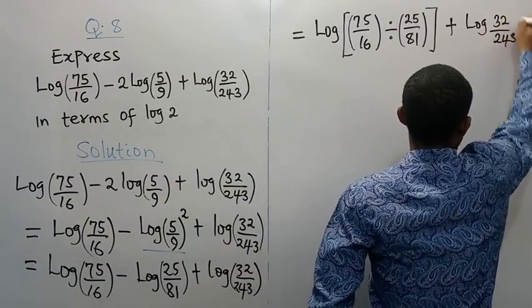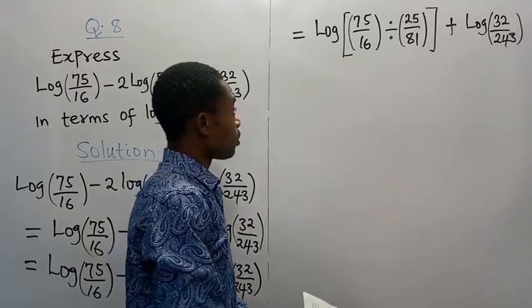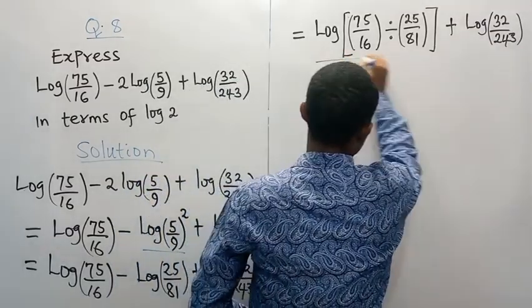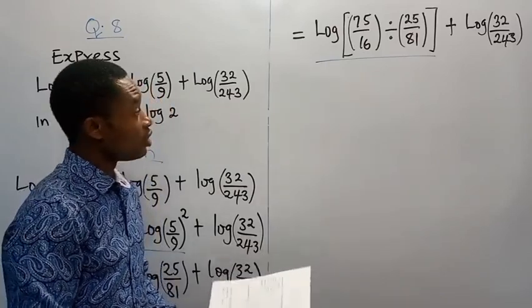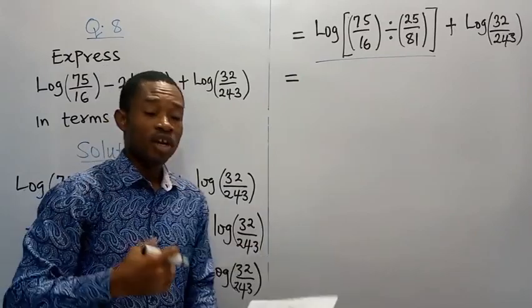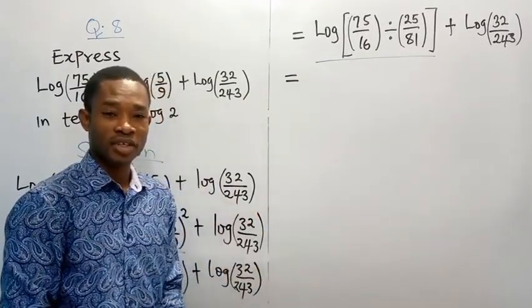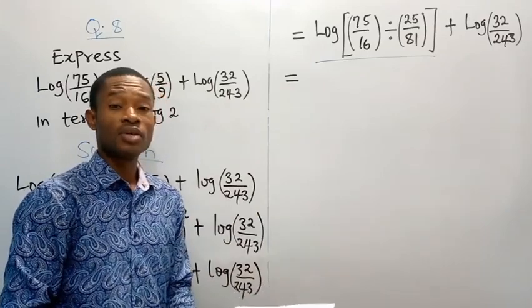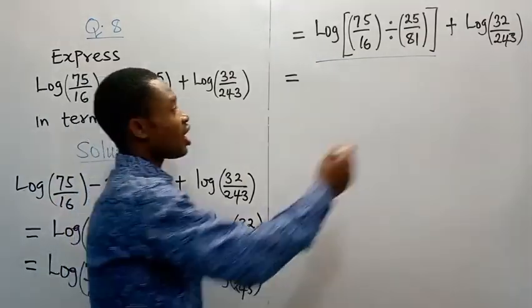Good. So I'm going to underline this for you. This is the term that is expected to be in the space provided. Right, now we're going to move on to the next step. In the next step in your manual, you have log 75 over 16 times box. So you're expected to fill in the term that should be in the box, enclose the bracket, then plus log 32 over 243. How do you arrive at that?